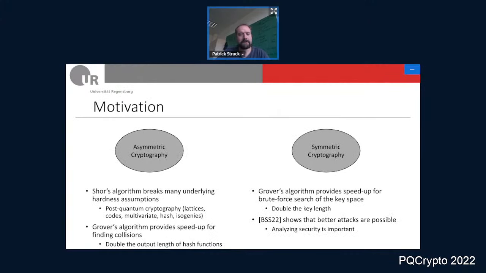For symmetric cryptography, on the other hand, there was not so much done yet, and mainly the assumption was that for symmetric cryptography, we only need to double the key length in order to protect against Grover's algorithm. But very recently at this year's Eurocrypt, there was work that showed that actually better attacks might be possible even for symmetric cryptography. So explicitly analyzing security also for symmetric primitives is important, which gives the motivation behind this work.